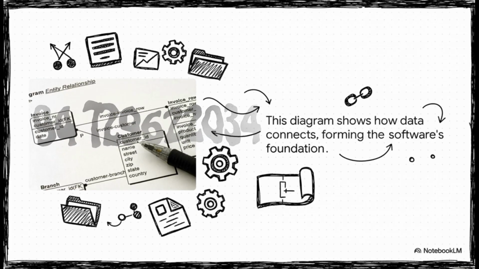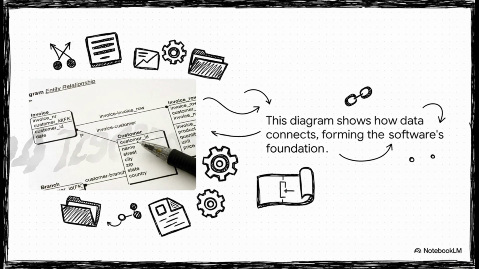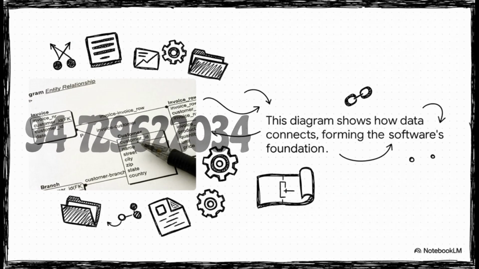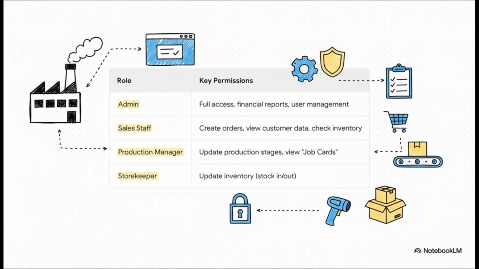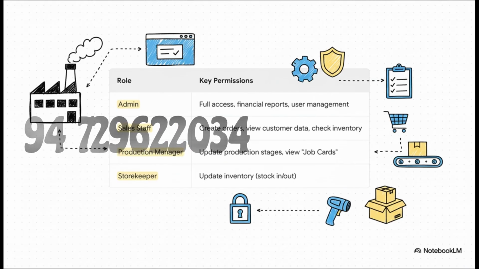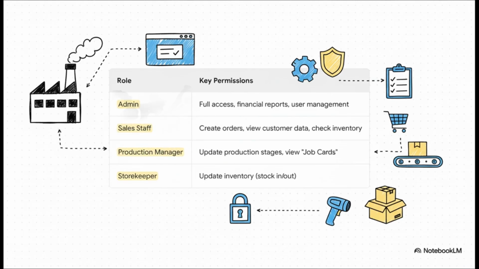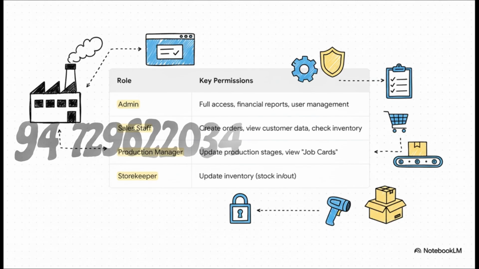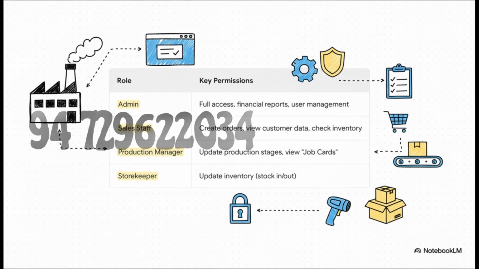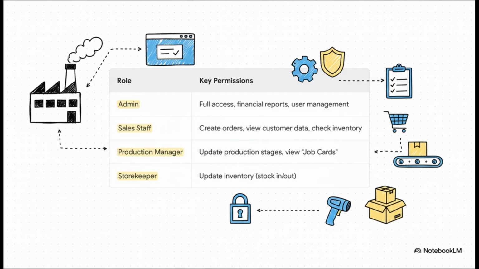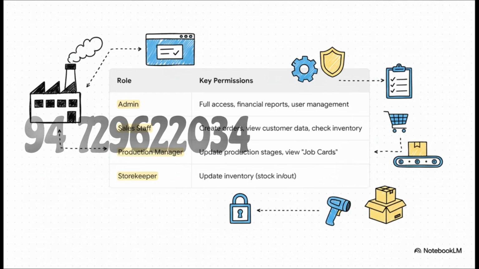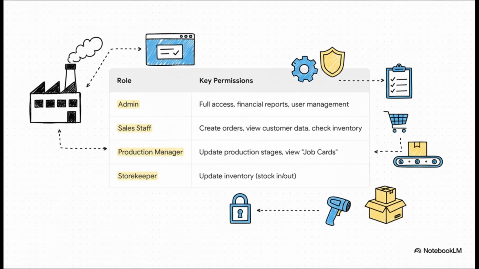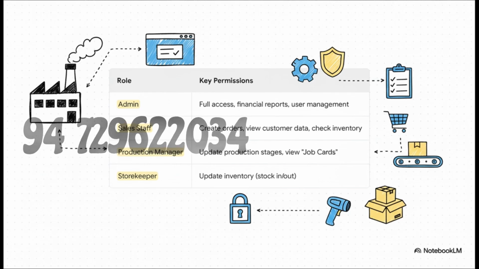See, a customer is linked to an order, and an order is linked to a product. It's the skeleton of the whole system. Now, a factory has lots of different jobs, right? Well, the software does too. We can't have the guy in the warehouse looking at sensitive financial reports, and we definitely don't want the sales team changing production schedules. So this table defines exactly who can do what. It's all about making sure the workflow is smooth, efficient, and of course, secure.